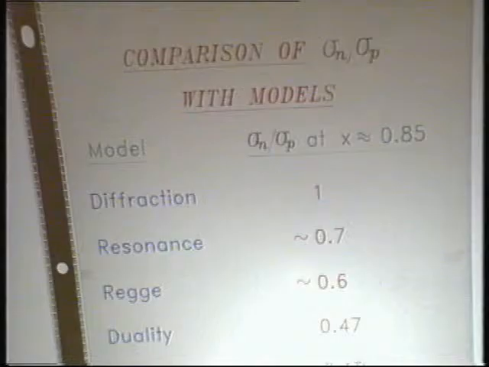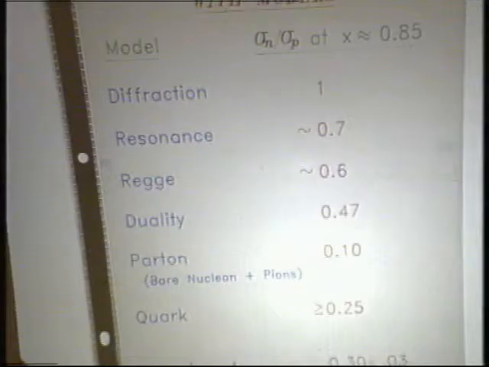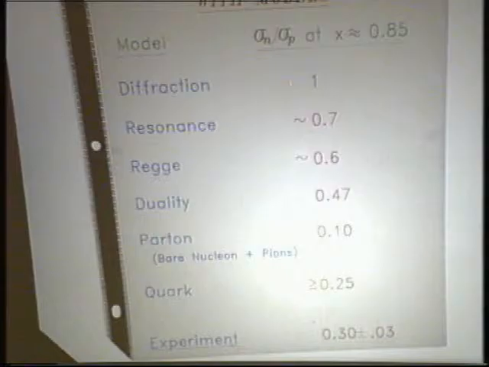The result at x equals 0.85, the experimental result, was 0.3 plus or minus 0.03. Now, the diffraction model would give 1. Resonance models give about 0.7. Regge gave about 0.6. Dueli 0.47. And those were clearly ruled out.